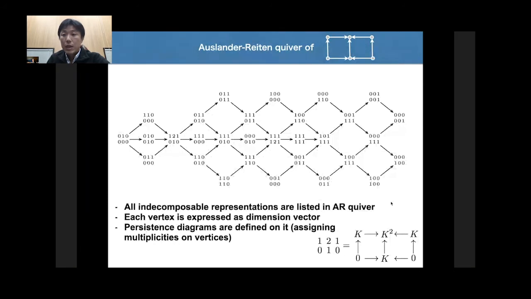And now, since we have the list of all indecomposables, we can define our persistence diagram even in this setting. Namely, given a persistent homology on this type of quiver, we compute the direct sum decomposition into those indecomposables, and we assign the multiplicities to those vertices. So this is the persistence diagram. And actually, you can show that the classical persistence diagram can be regarded as this definition. It is the same formulation of the persistence diagram as the conventional way, just using the Auslander-Reiten quiver.